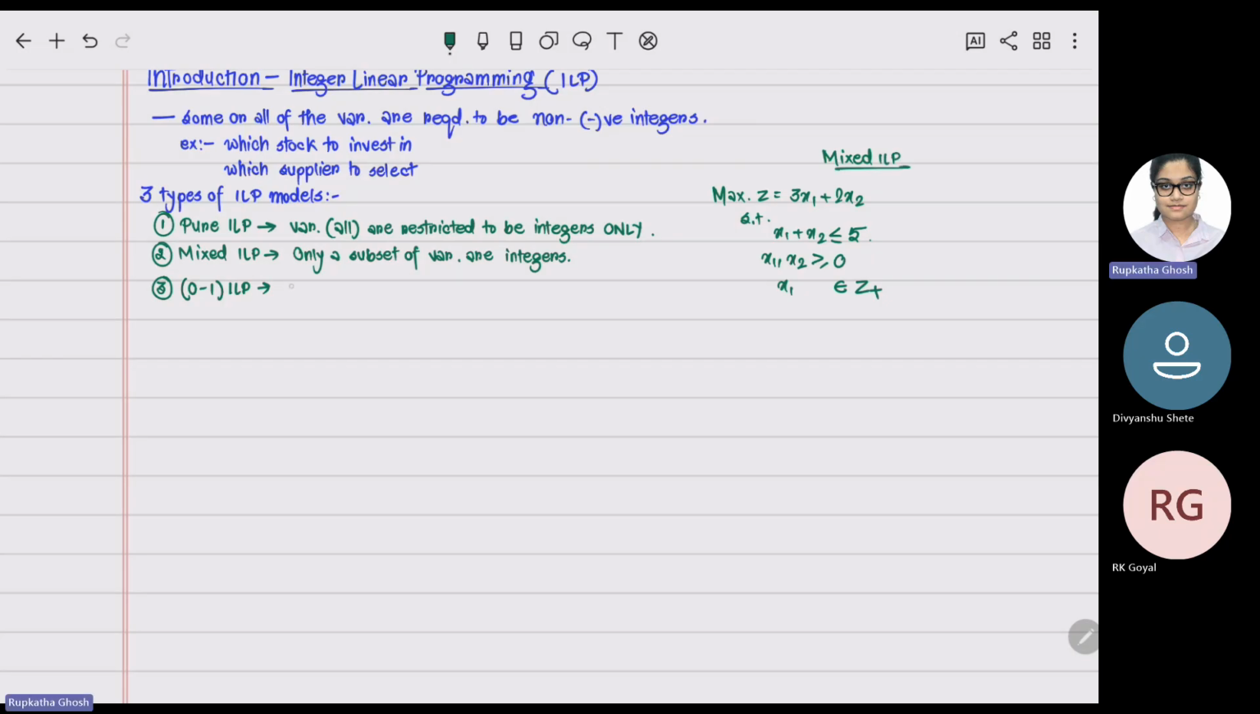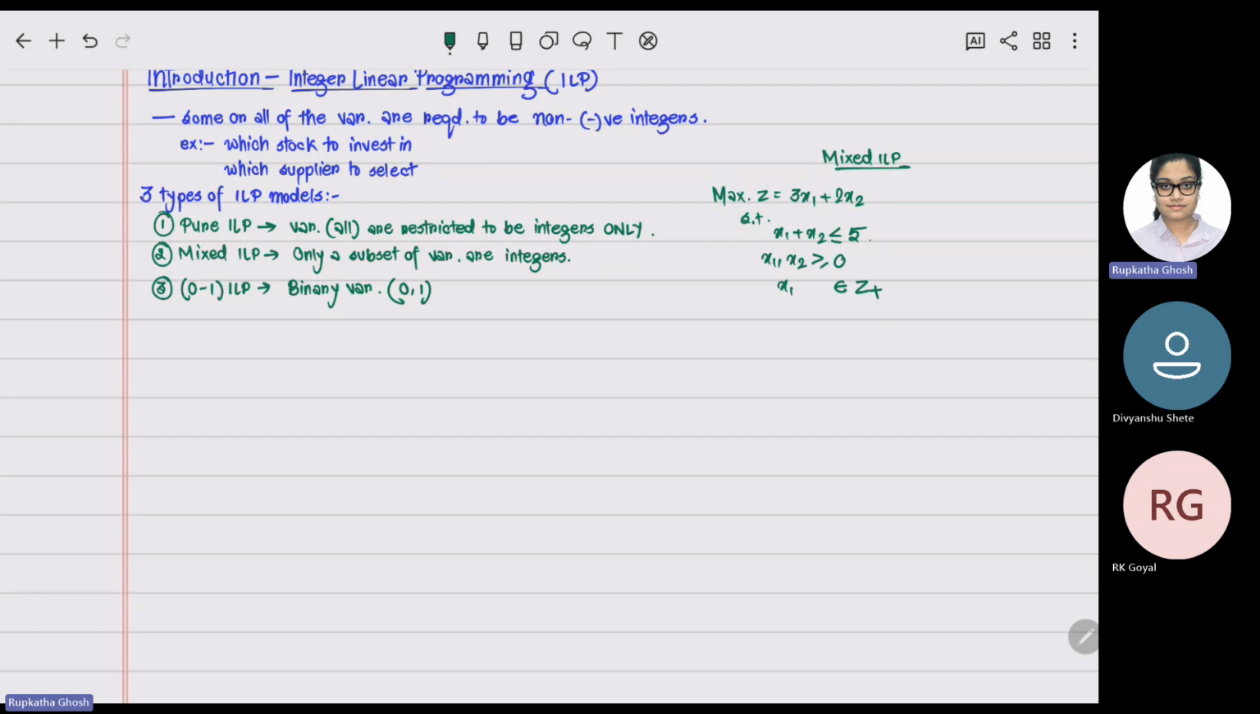0, 1 ILP means you have binary variables. What are they? Whose values are, tell me. The answers must be in 0 or 1, like decision variables. Yes, the problem is then called a 0, 1 ILP.